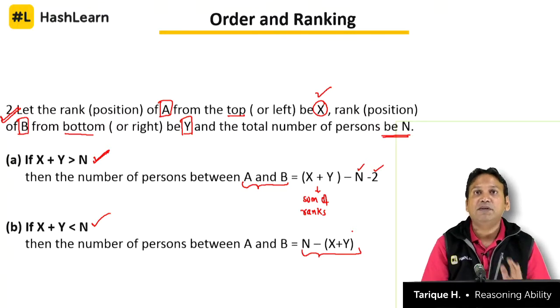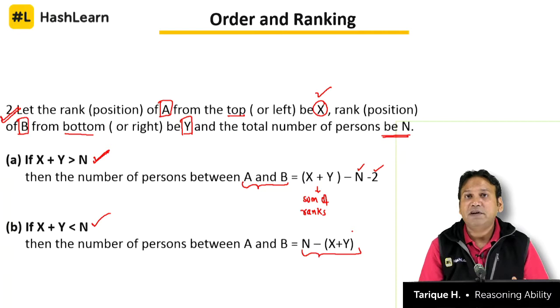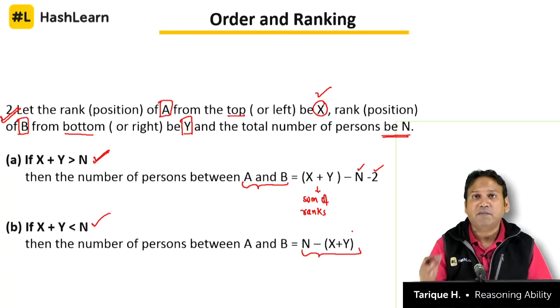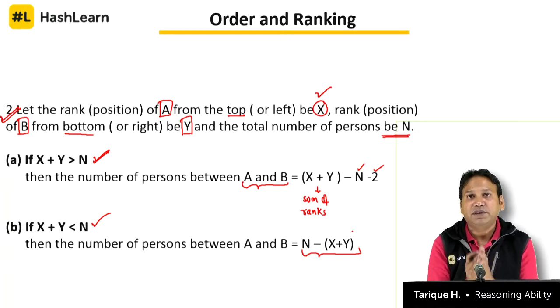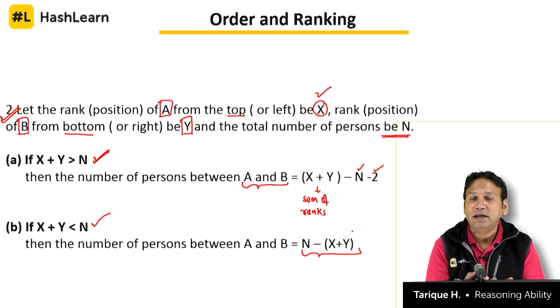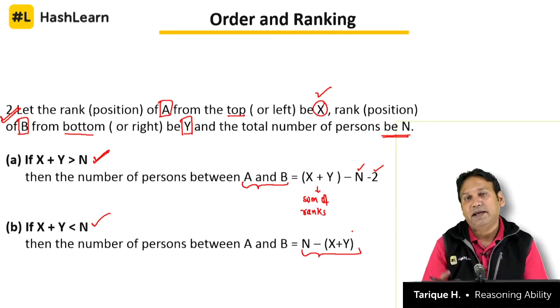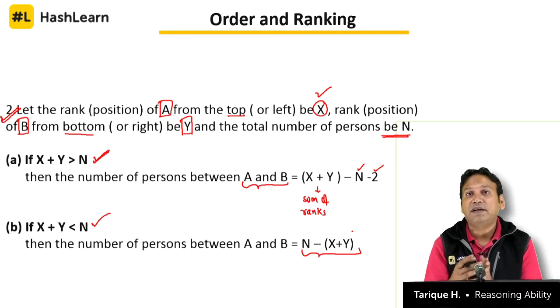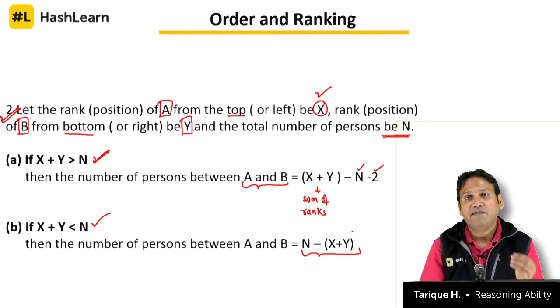So again try to put this in your mind. Rank of one person from top, one person from bottom. Now look at the number of students. Is it less than the sum of the ranks or more than the sum of the ranks? If it is less than the sum of the ranks, the number of persons between is X plus Y minus N minus 2. If the number of students is greater than the sum of the ranks of the 2 persons given in the class, the number of students between will be equal to N, that is the number of students in the class, minus (X plus Y).